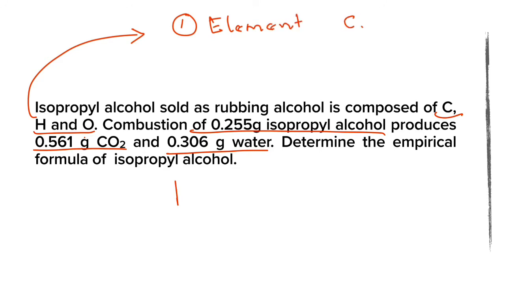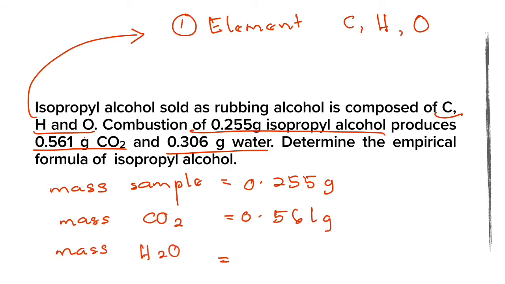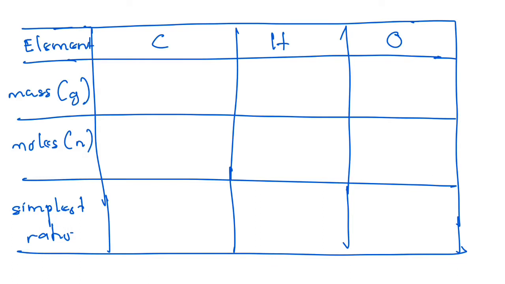The second step is to identify the information given. We are given the mass of the sample, the mass of the carbon dioxide, and the mass of the water. From the following data, we can tabulate a table to solve the problem. This is an example of a table that we can tabulate to solve the problem.